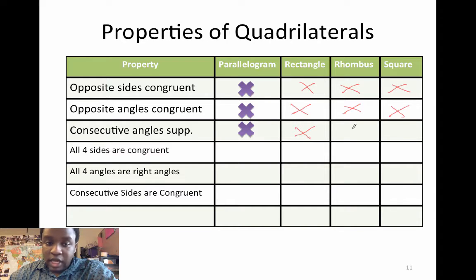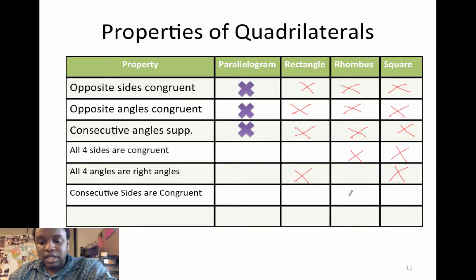So for all 4 of these, they have opposite sides that are congruent, opposite angles that are congruent, and consecutive angles that are supplementary. Now, all 4 sides are congruent. That would be a rhombus and a square. Now, a rectangle can have all 4 sides congruent, but not all rectangles have this. A parallelogram can have all 4 sides that are congruent, but not all parallelograms. All 4 angles are right angles, so this would be rectangle and square. And consecutive sides are congruent. This would be rhombus and square.